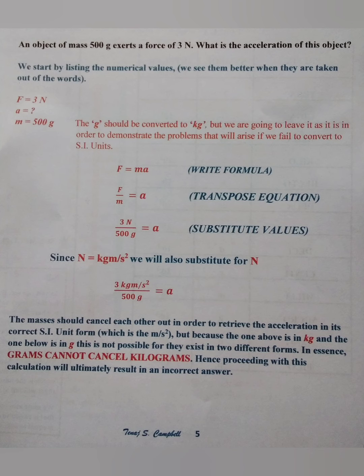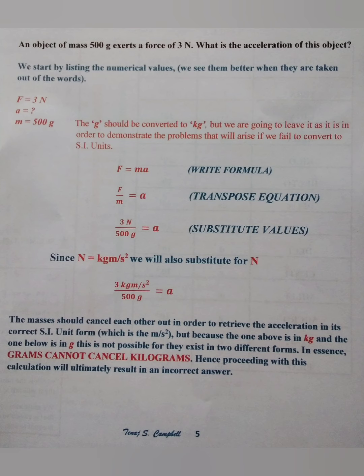The formula that we are dealing with is F is equal to ma. Force is equal to mass times acceleration. So we write that formula, after which we need to transpose the equation to make what we want to find the subject. In this case, we need to find the acceleration. So the formula will ultimately become a equals F over m.